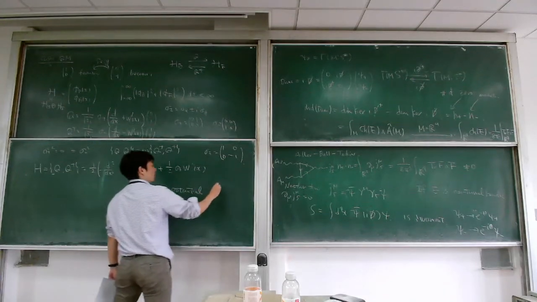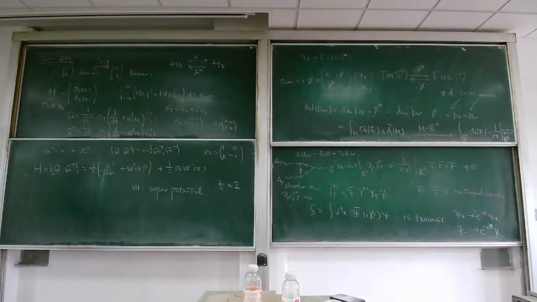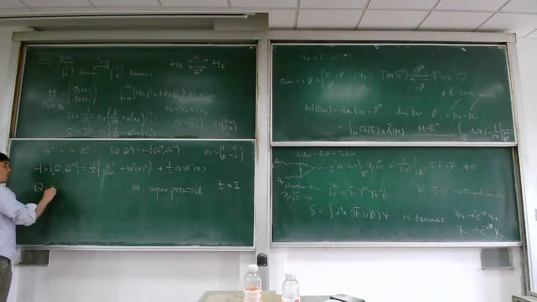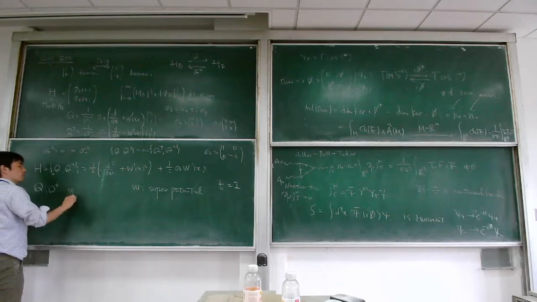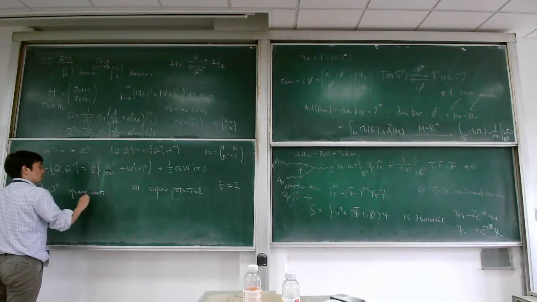Of course, I put h bar equal to 1. I don't like h bar, so I just put h bar equal to 1. Okay. So therefore, Q and Q dagger can be understood as the square root of the Hamiltonian.